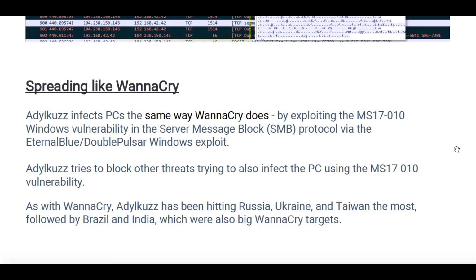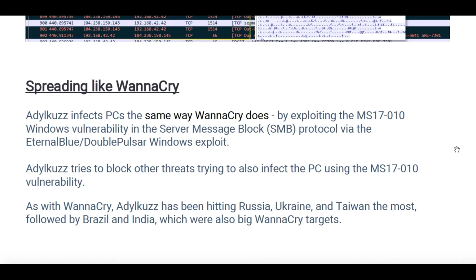If that vulnerability is present, upon successful exploitation via EternalBlue, remember this EternalBlue is basically used to identify whether TCP port number 445 is open to attack or not. And these machines are then infected with the help of DoublePulsar, the DoublePulsar backdoor that downloads and runs Adylkuzz from another host.